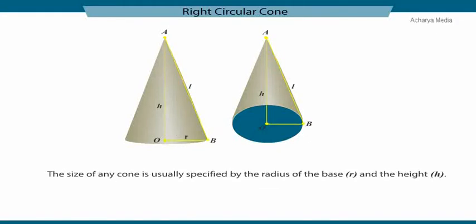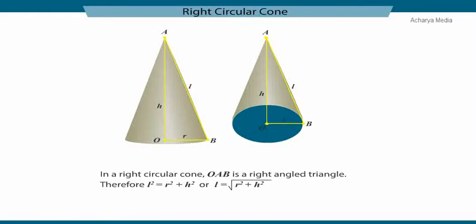The size of any cone is usually specified by the radius of the base R and the height H. In a right circular cone, OAB is a right-angled triangle. Therefore, L squared is equal to R squared plus H squared, or L is equal to the square root of R squared plus H squared.